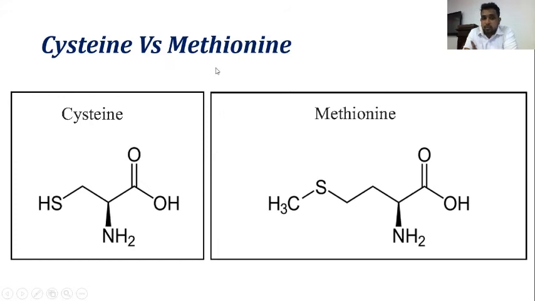So among the sulfur containing amino acids, only cysteine can give positive results because it only contains terminal sulfur. Even though methionine also contains sulfur, it is not a terminal sulfur. It cannot react with lead, Pb2+. So this will not give positive results.